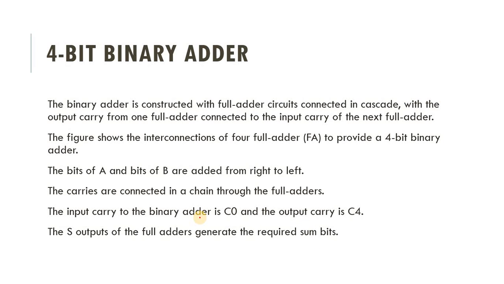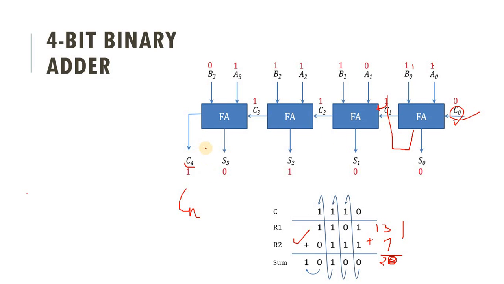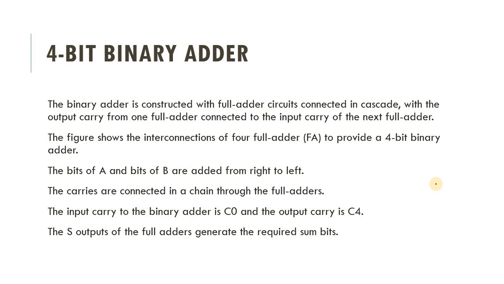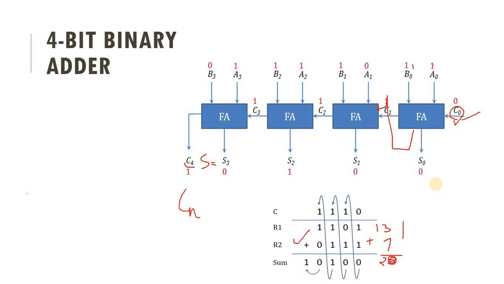And S is the output of the full adders, which generates the required sum bits, and the final S is 0100. So this is the final output. So this is all about the 4-bit binary adders. I hope now this is clear.